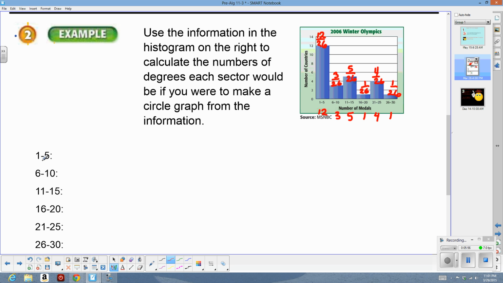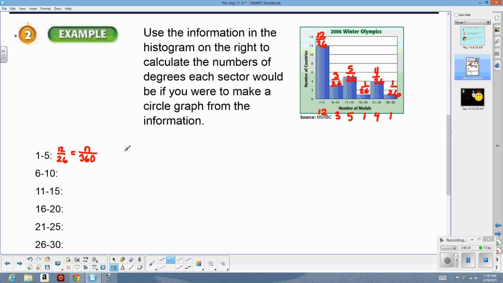For example, in this category of 1 to 5 metals, it was 12 out of 26. And if I want to figure out how many degrees I'm going to make that, 360 degrees is the total degrees in a circle. So I'm going to put that on the bottom because that's the whole amount. And I don't know how many degrees that is, so that's my variable. Now you would go ahead and solve this proportion like we've done many times this year. You would say n times 26 equals 12 times 360 and solve it for n.